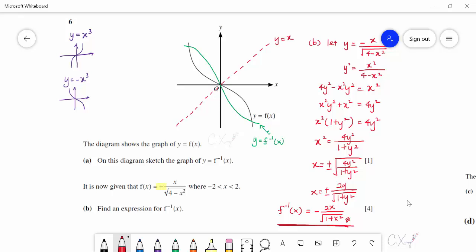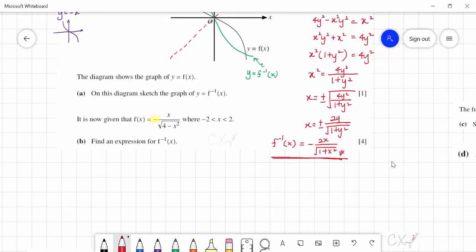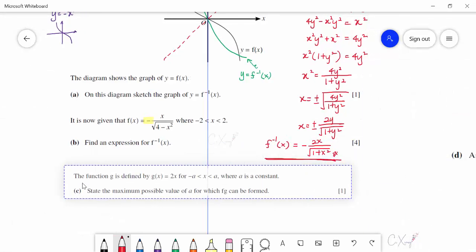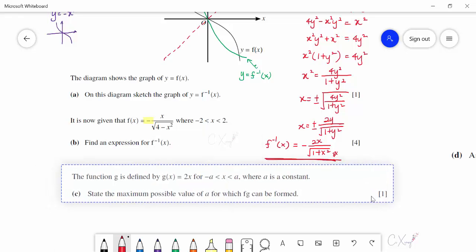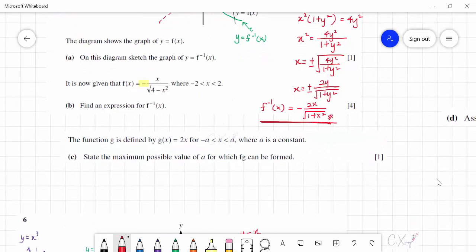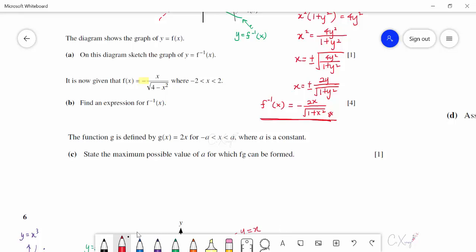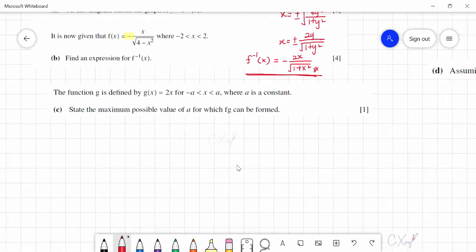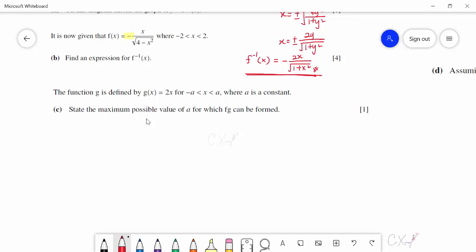Okay, all right, then now we proceed to part number C. For part number C, they mentioned that the function g is defined by this, and a is a constant. They want us to state the maximum possible value for a, for which fg can be formed. Okay, so fg is the composite function.